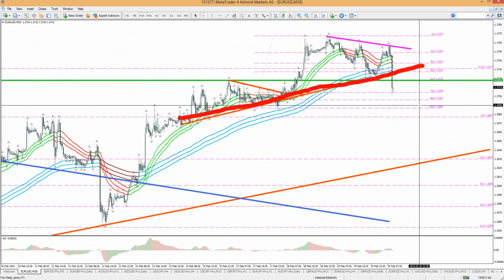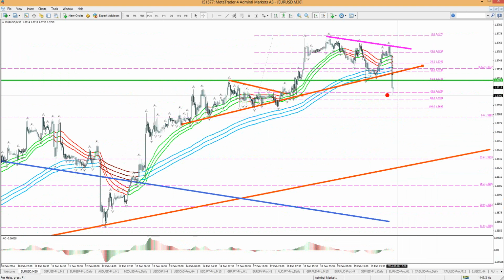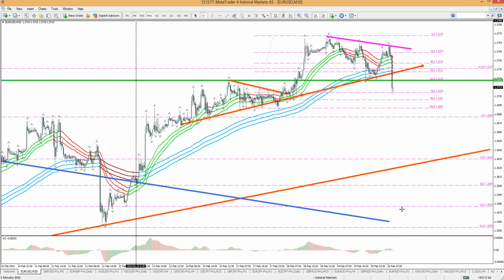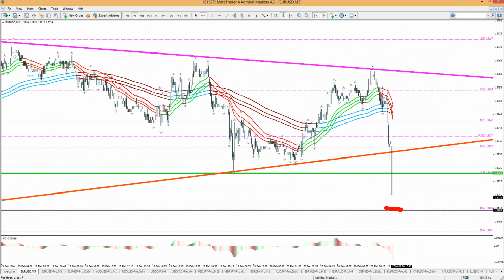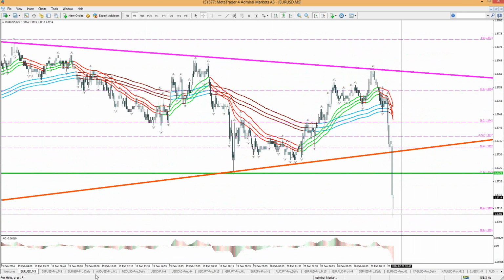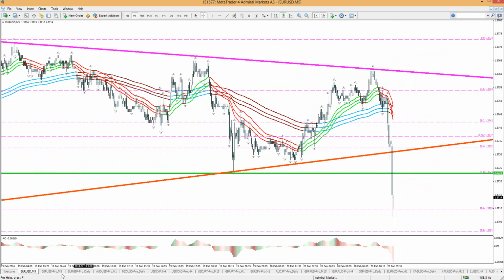We did have a clear break of this support, as I said, and this potential space to 78.6. We just hit that 78.6. So if you're a fib trader, then that could have been an interesting spot. But as I said, I personally would rather wait for the news and wait for a clear direction and then judge if there are any trades.